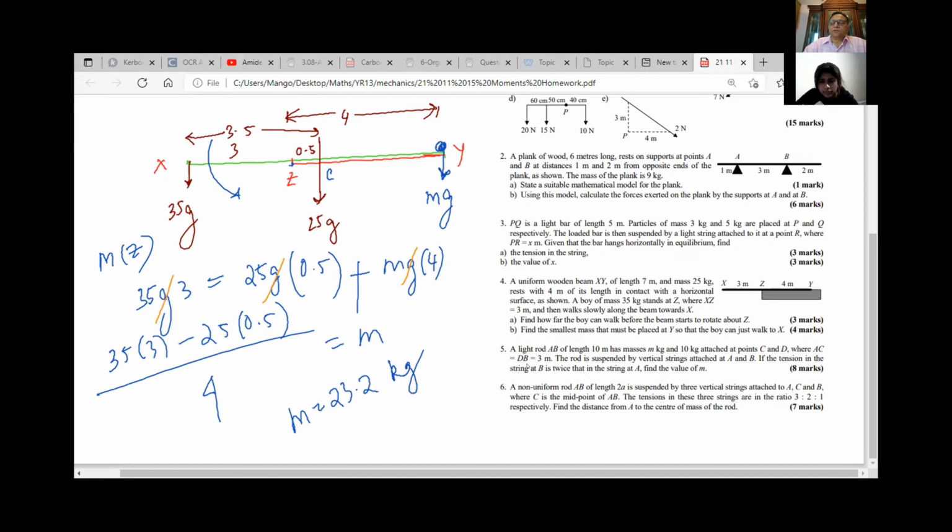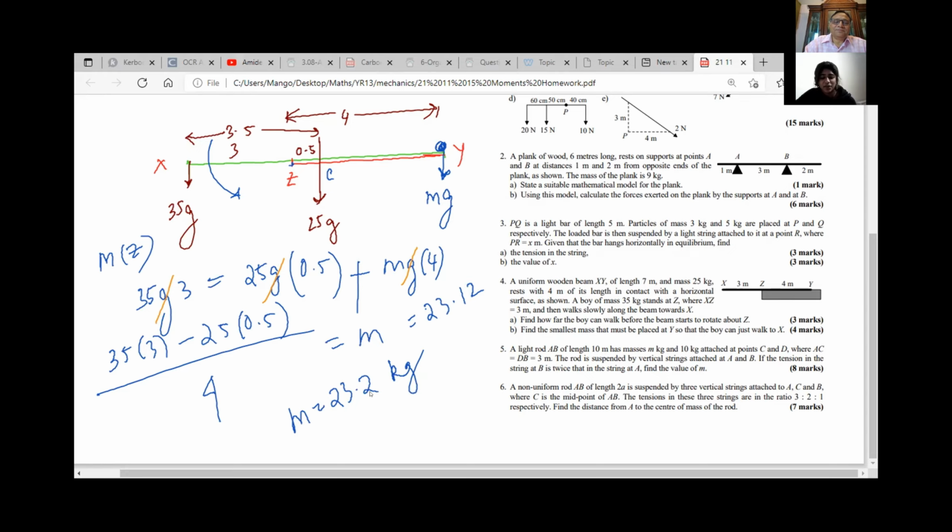Are all these steps clear to you, Amy? Wait, just the last step. The question says find the smallest mass that must be placed so the boy can just walk. So why did you round it to 2 again? You got a value which was 23.12, right? If I put 23.1, that means it is lesser than required, then it will tilt, right? The boy will not be able to. Oh, because 0.25 is also there. Yeah, you get the idea. So we have to round higher. With 23.1, it will tilt.